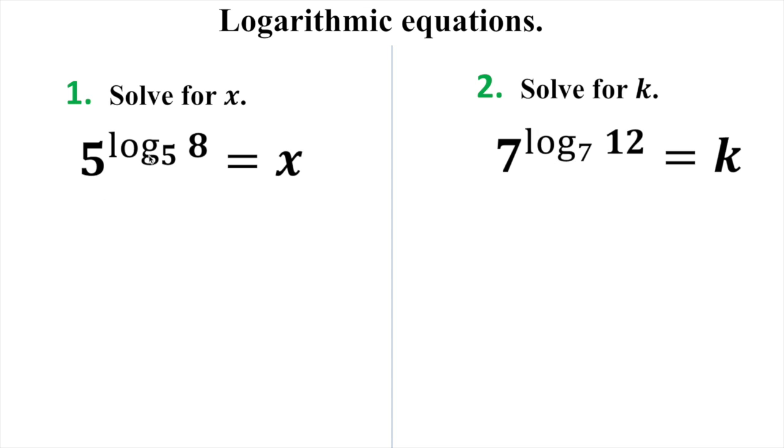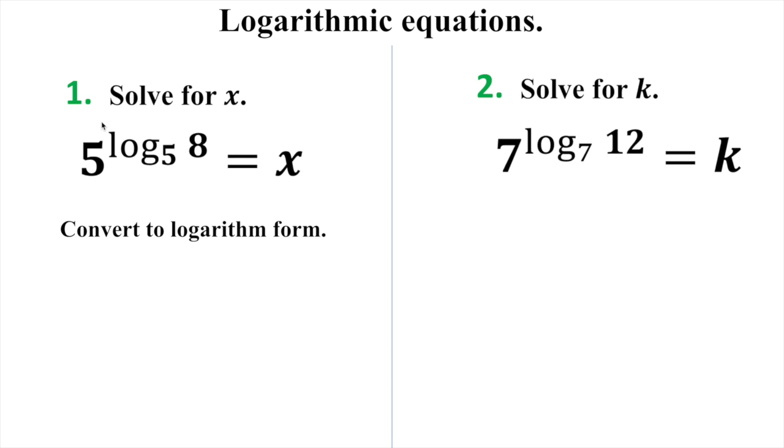This is 5 raised to this power. This is all the exponent, equals x. So in order to find out what x equals, oftentimes you don't know what to do. What I would do first is convert it to the other form. This one's in exponential form right now, so we're going to convert this one to logarithmic form. And that sounds a little bit weird, but let's think about it. We've done this several times already today.